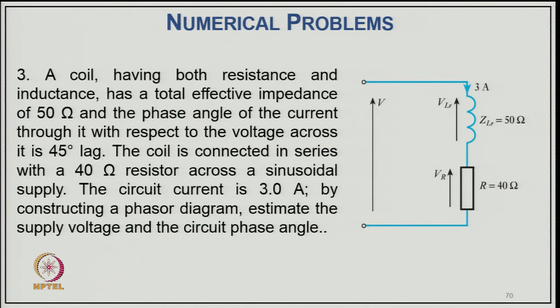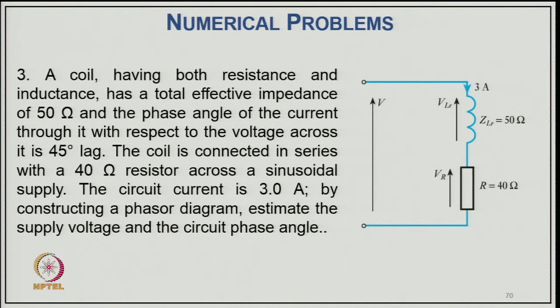Now, coming to question 3. A coil having both resistance and inductance has a total effective impedance of 50 ohm, and the phase angle of the current through it with respect to the voltage across it is 45 degree lag. The coil is connected in series with a 40 ohm resistance across a sinusoidal supply, and the circuit current is 3 ampere. By constructing a phasor diagram, estimate the supply voltage and the circuit phase angle.